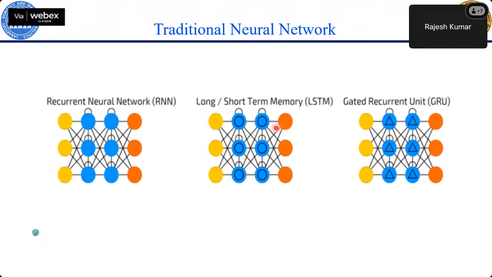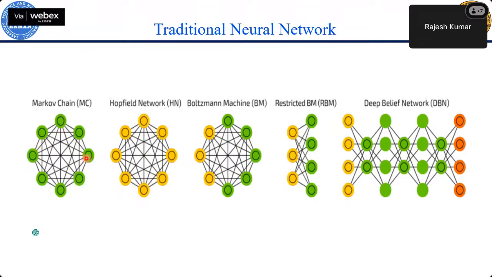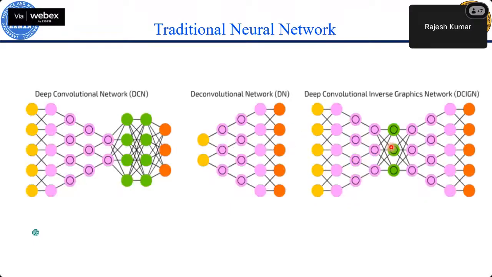and then we modify the gate mechanism and all that. We move towards GRUs, and then the topology is different. Now you can see here that the hidden layer is smaller, and outputs and inputs are more. It's an autoencoder scheme, and then variational autoencoders, denoising autoencoders, sparse autoencoders, and then we have Markov chain, Hopfield network, Boltzmann machine, restricted Boltzmann machine, deep belief network, and then deep convolutional networks, deconvolutional networks, and deep convolutional inverse graphics networks.